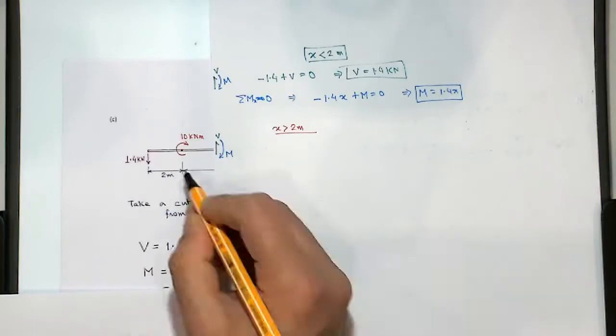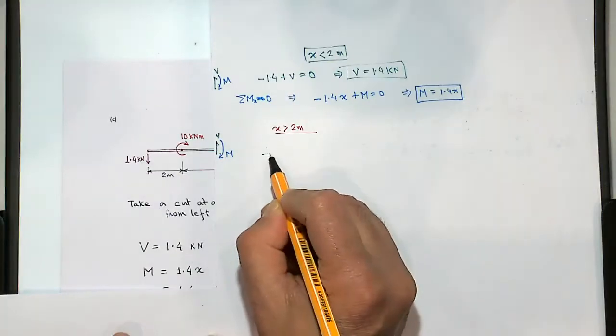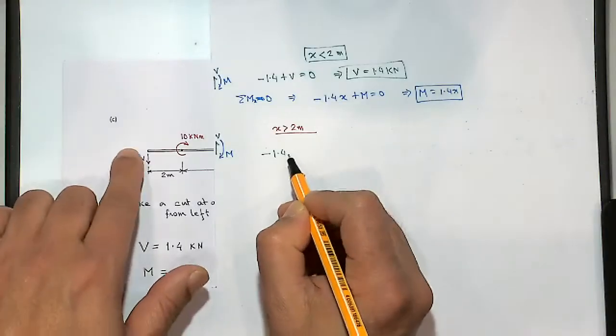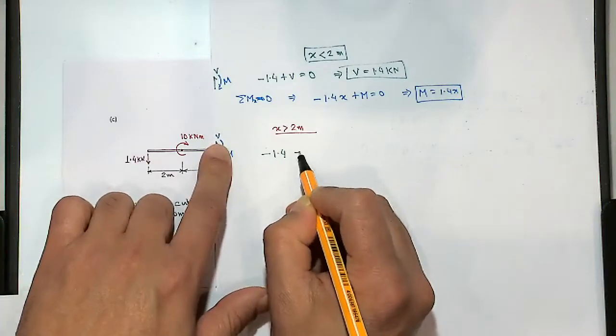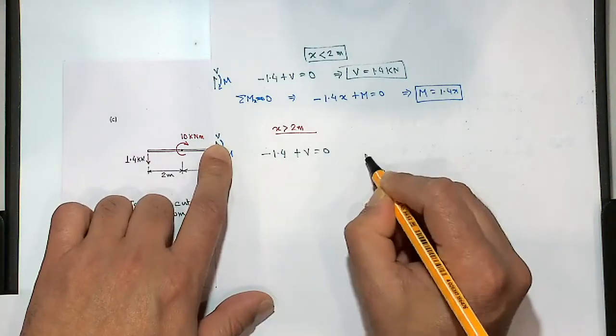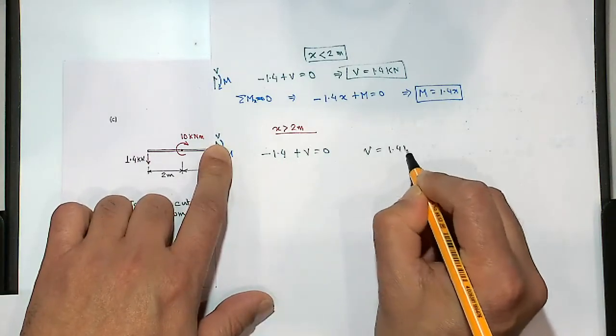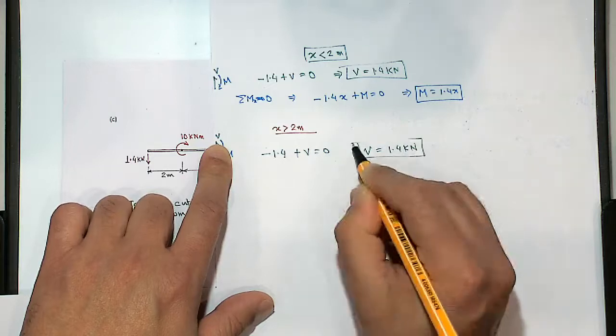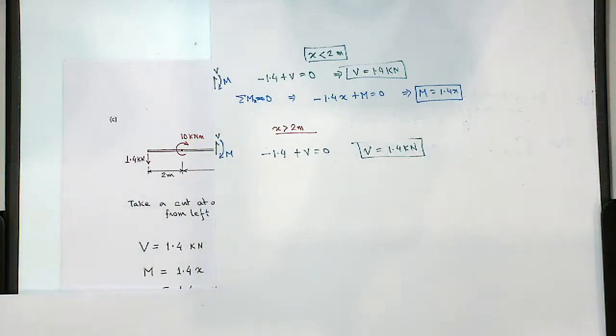So the shear force expression would remain the same, 1.4 kilonewton downward plus V equal to 0, so that will give me V equal to 1.4 kilonewton. So that does not change because this moment does not come into the force calculation.